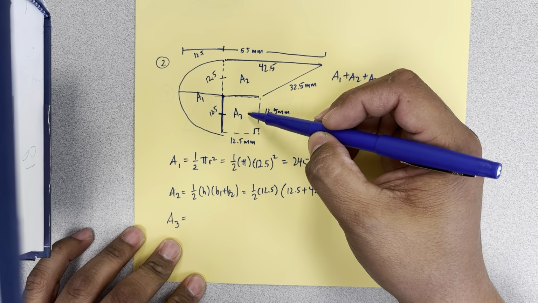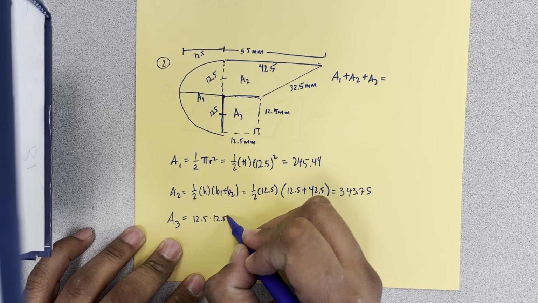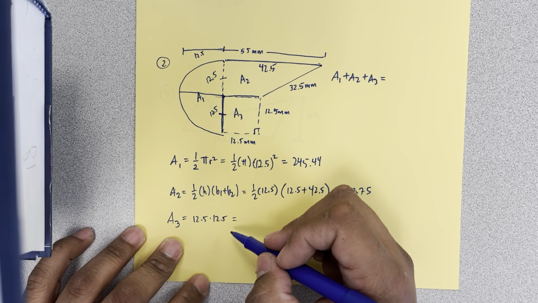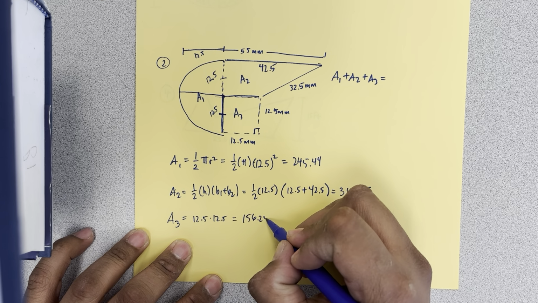Okay. Now the last one's one of the easier ones. You have to find the area of the square. So finding the area of the square is 12.5 times 12.5. And in this case, 12.5 squared is 156.25.